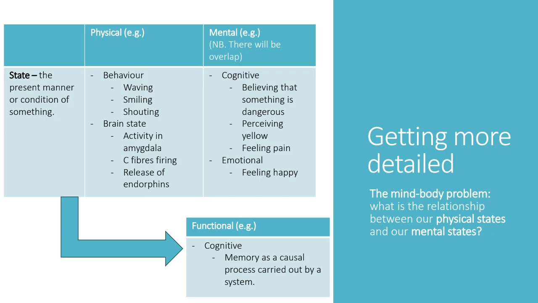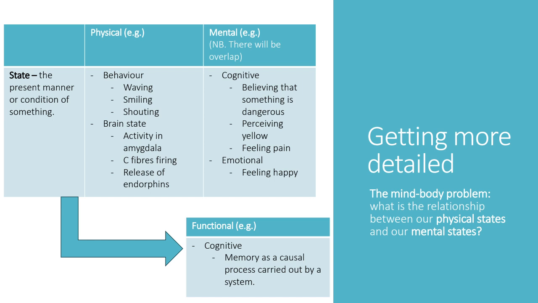So we've started off with an idea of folk psychology, that common sense view of the mind. And we said, well, maybe we need to complicate that a little bit, because we can't just use our common sense understanding of the mind. We probably need a bit more than that, don't we? We're now at a stage where we can introduce the philosophical side of things, which is the mind-body problem. What is the relationship between our physical states and our mental states?